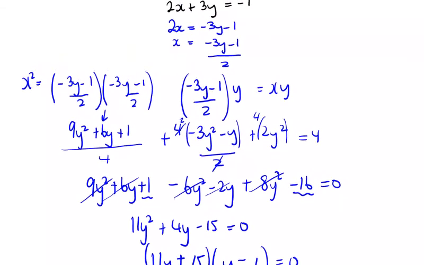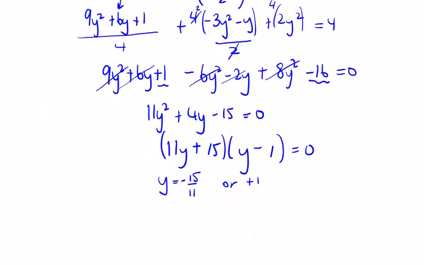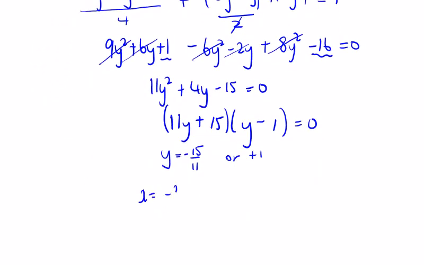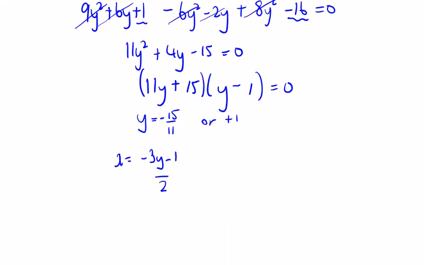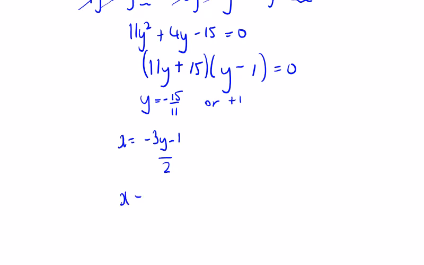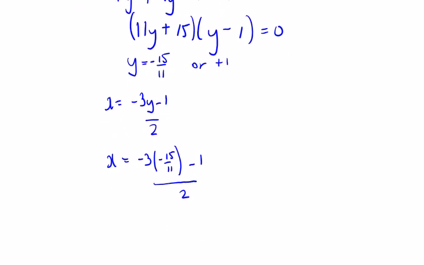And we need to sub these values back into x here, minus 3y minus 1 over 2. Just use your calculator here. x is equal to minus 3 by minus 15 over 11 minus 1, divided by 2. So that would give 45 over 11 minus 11 over 11 is 34 over 11, divided by 2 is 17 over 11. So 17 over 11 and minus 15 over 11.